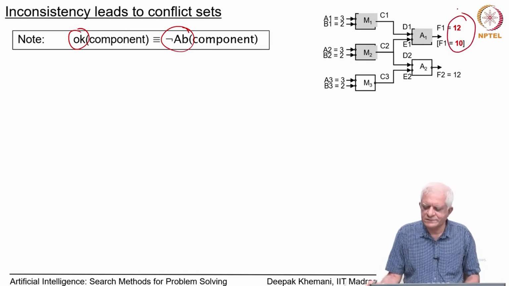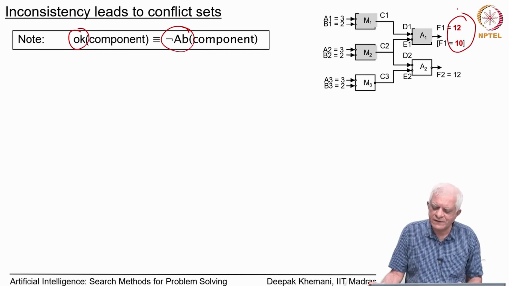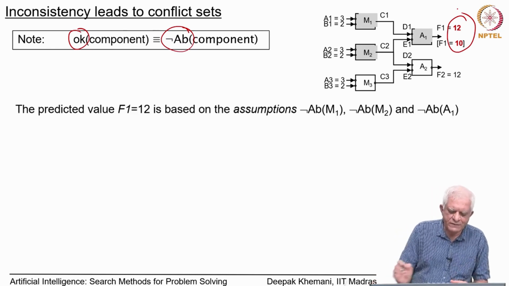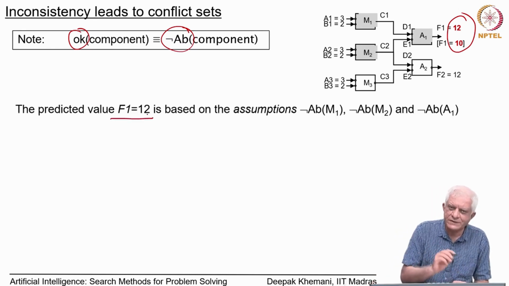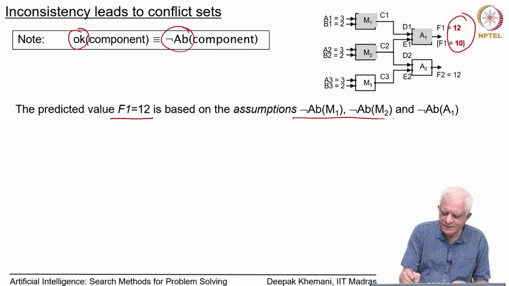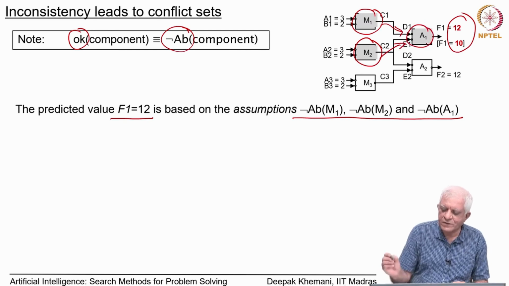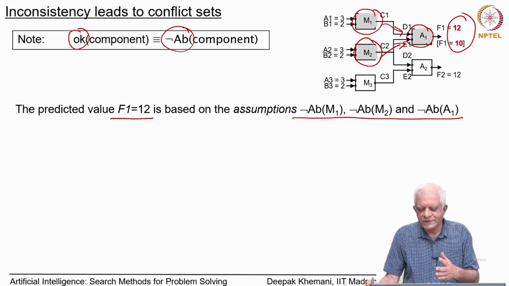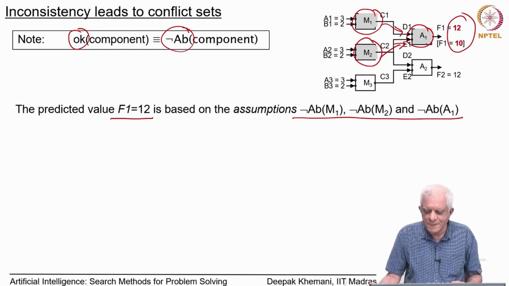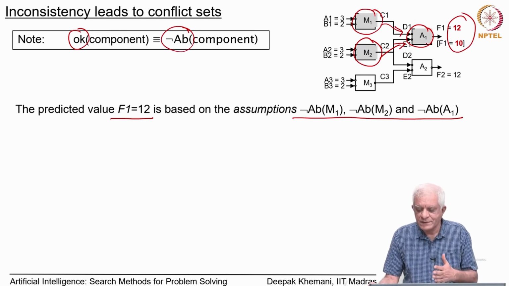One is expected value was 12 and the observed value is 10. So, the predicted value was 12. It is based on 3 assumptions: that these 3 devices, because the input is coming from M1 and M2 into A1, and then output is coming at A1. So, if all these 3 devices are working perfectly, then there would be no discrepancy.